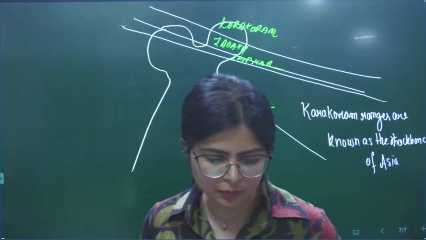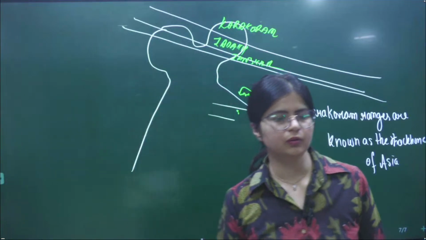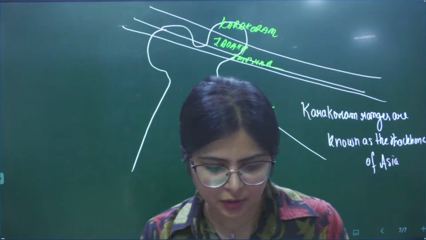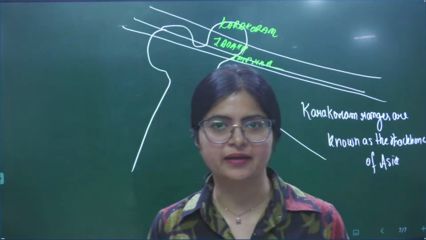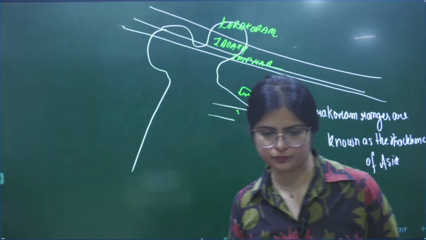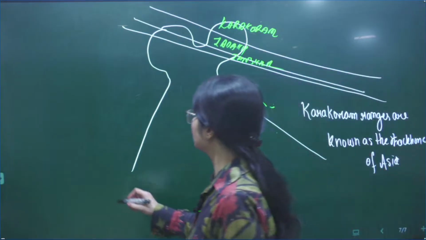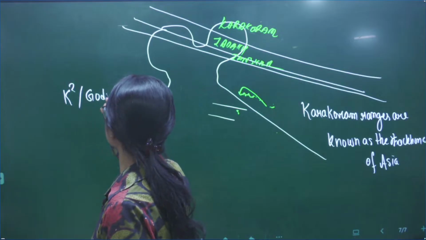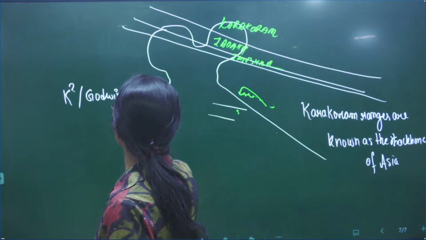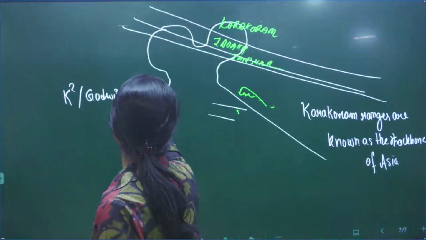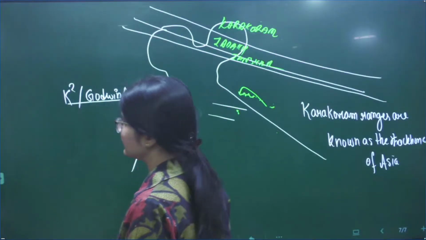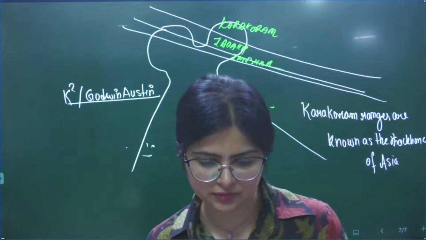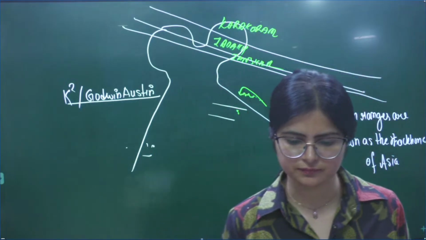The highest mountain peak of India, write down K2, or Godwin Austen, lies in this range.